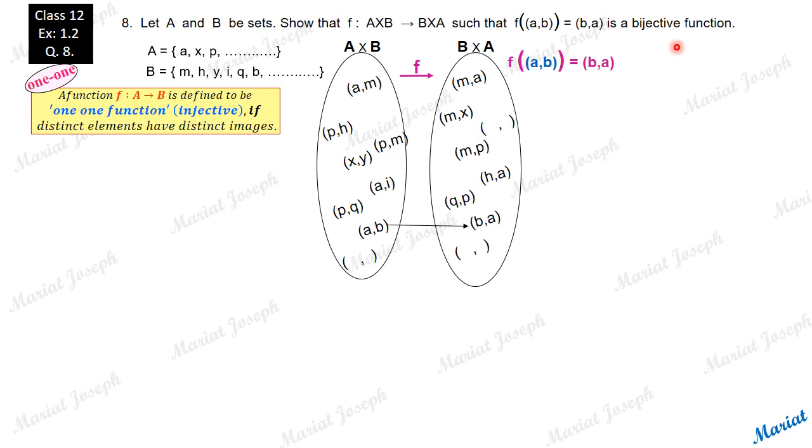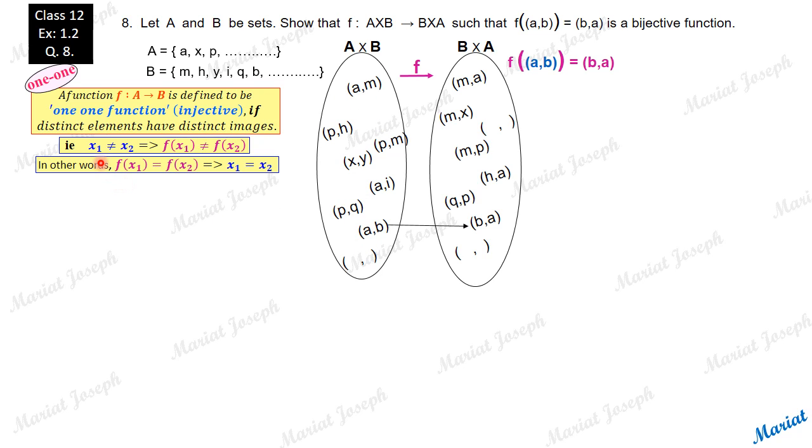So we go by checking whether this is a one-one function. What is a one-one function? A function defined from a set to another set. Here A and B stand for the domain and the codomain. A function defined from a domain to codomain is called a one-one function if distinct elements have distinct images. Here, let's go by taking two elements which are unequal in the domain.